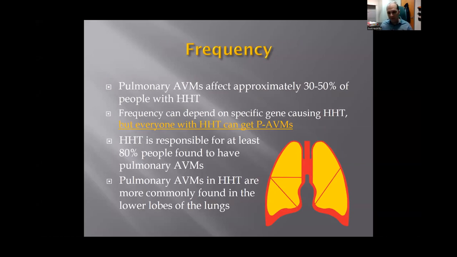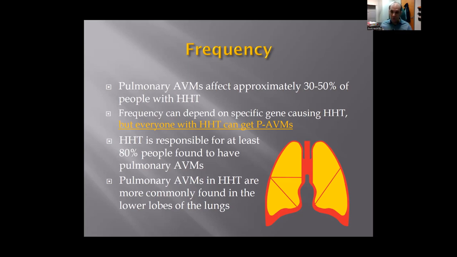We think that pulmonary AVMs affect somewhere between 30 and 50% of people with HHT, and there is some difference between the different genes and maybe the frequency with which pulmonary AVMs occur. However, we know that everyone with HHT can get pulmonary AVMs, and thus everyone needs screening irrespective of some of those differences in the genes responsible for HHT.